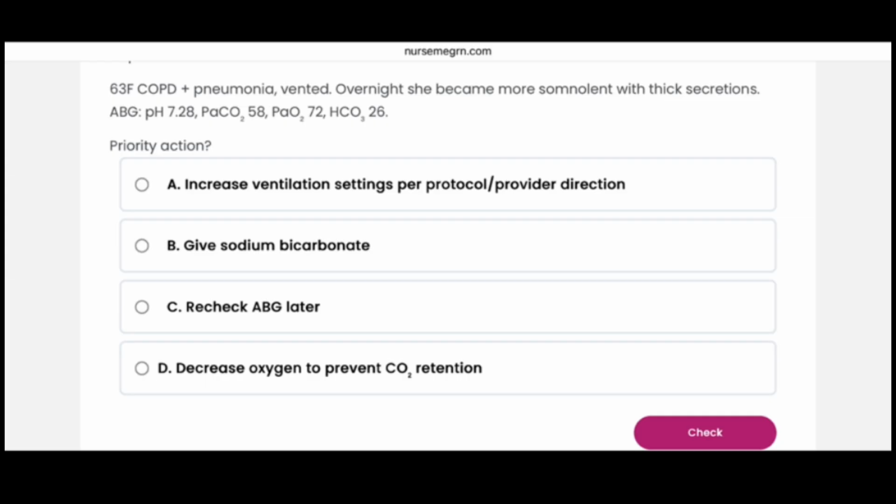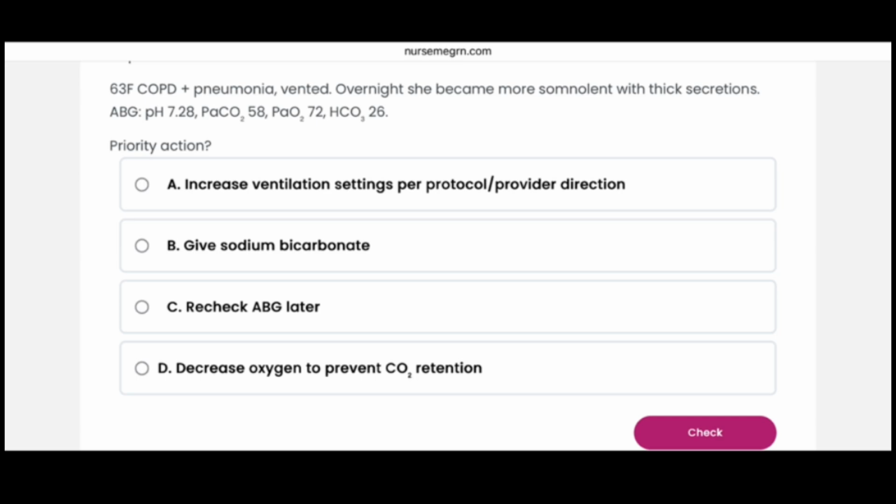Do I need to recheck the ABG later? No, that is not a nursing action that makes sense. I'm not going to just check it again later. We're going to do something now. How's the bicarb? Do I need to give more bicarb? No, I don't need to give more bicarb. Is the bicarb low? No. We just rationalized B, C, and D being wrong.